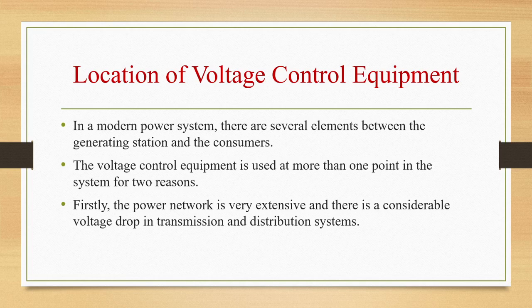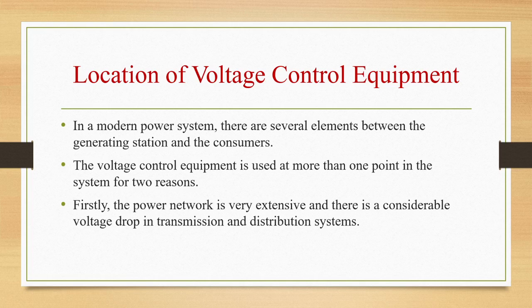Okay. As I said earlier, there are four main stages in a power system, that is generation, transmission, distribution and utilization. So between generation and utilization there are two main stages, transmission and distribution. Okay. So voltage control equipment is used at more than one point in the system for two reasons. So we are not putting this voltage control equipment at one place. It is kept at more than one place for two reasons.